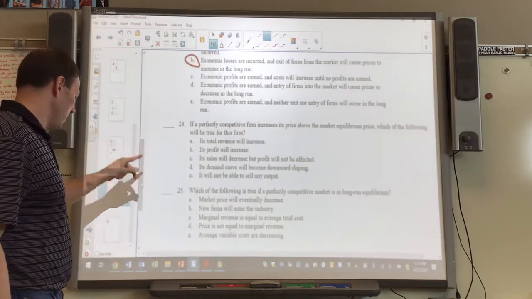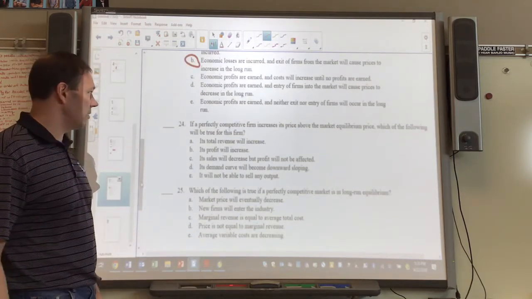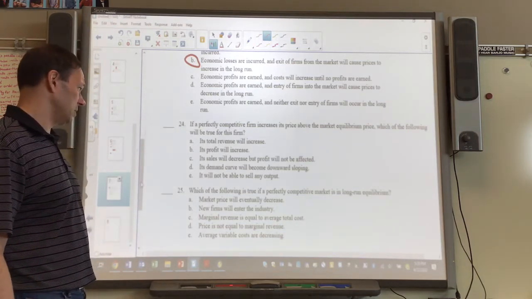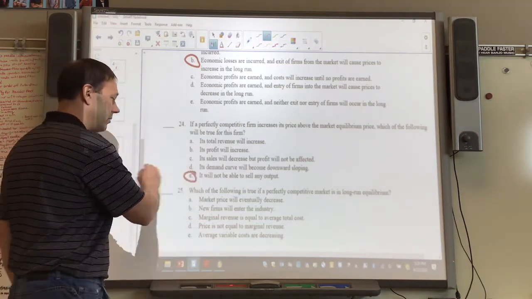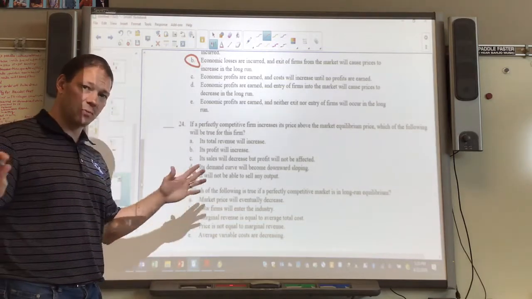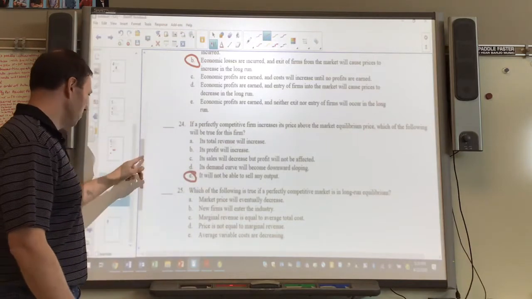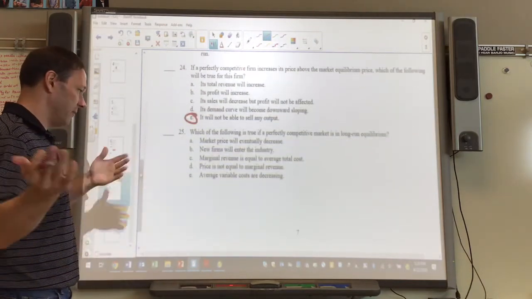All right, number 24, a perfectly competitive firm increases its price above the market equilibrium price. What's going to happen? They aren't going to sell anything, right? Because you have thousands of other producers all offering the same price. If you raise it above that, no one's going to buy from you when they have so many other options.